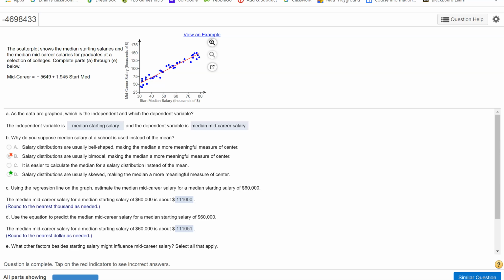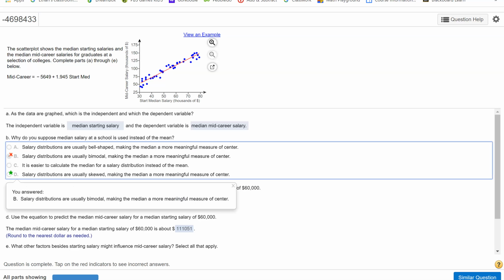Let's read through these. Salary distributions are usually bell-shaped. For bell-shaped, symmetric data, we typically use the mean instead of median. Median we use for skewed data. So I know it wouldn't be A. B said salary distributions are usually bimodal, making the median more meaningful. Bimodal doesn't have anything to do with whether mean or median is a better choice. Remember back in Unit 2, for symmetric data, we use the mean, and for skewed data, we use the median because skewed data has those outliers. So it wouldn't be B.